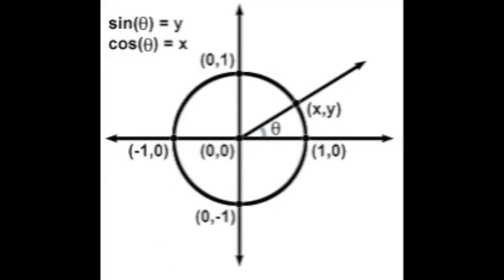Starting at position (1, 0) on the unit circle, one can determine the position of a new point on the circle by the degrees it has traveled. Using theta to represent the degrees rotated, one can determine the new point using the equation x equals cosine theta and y equals sine theta.